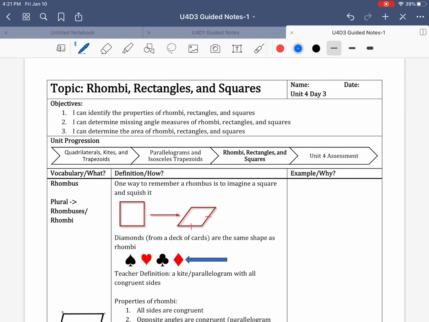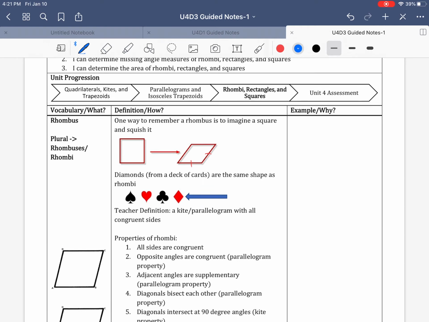Hey guys, today's topic is Rhombi, Rectangles, and Squares, Unit 4, Day 3. Our objective is that you can identify properties of rhombi, rectangles, and squares, determine missing angle measures of rhombi, rectangles, and squares, as well as determine their area.